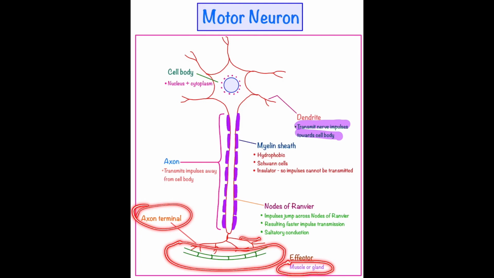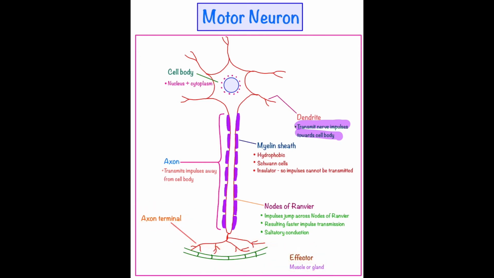So effector can be any muscle or gland which is giving us the final response. For example, the hot surface of the mug, your skin is going to be your effector. We are removing our hand, right? So that is going to be our effector. Clear? So this is about the dendrite, cell body of the motor neuron, axon, axon terminal, and effector.